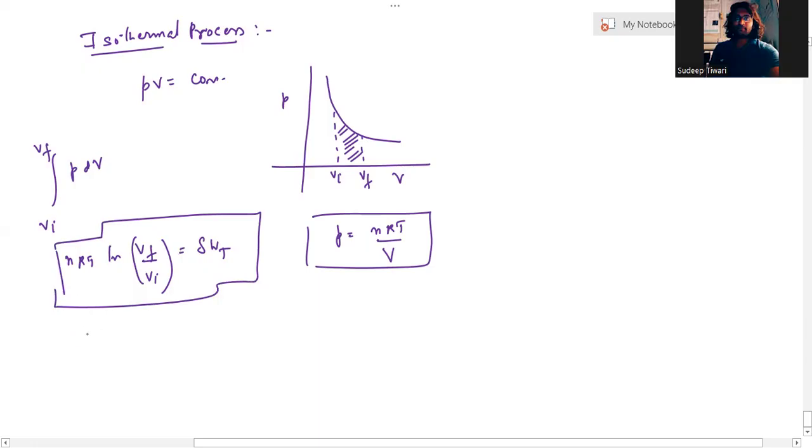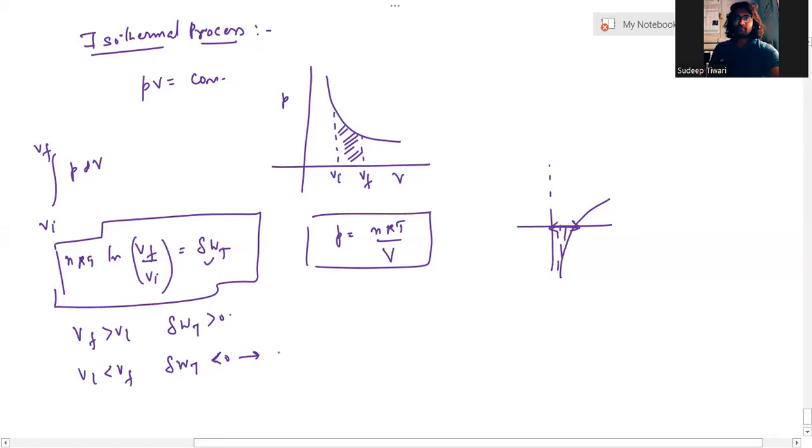If I'm talking of expansion, then Vf will be greater than Vi, and in that scenario the work will be done by the system. And if Vf is less than Vi, then the work done by the system will be negative, because we know that the log becomes negative for quantities between 0 and 1. So for x between 0 and 1, the log is negative, and this delta W would be negative, which implies work is done on the system. I hope it is clear.